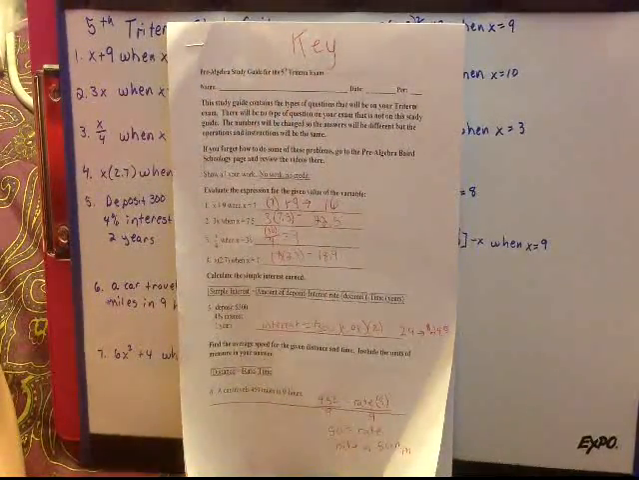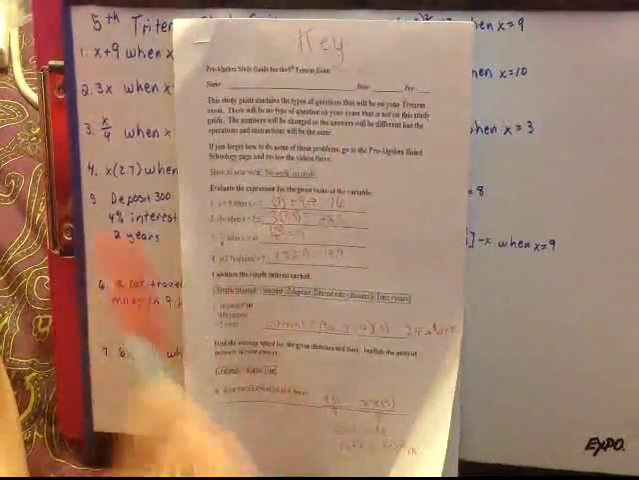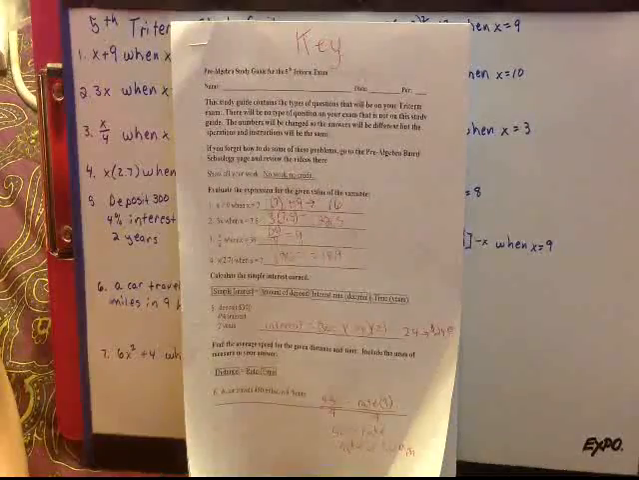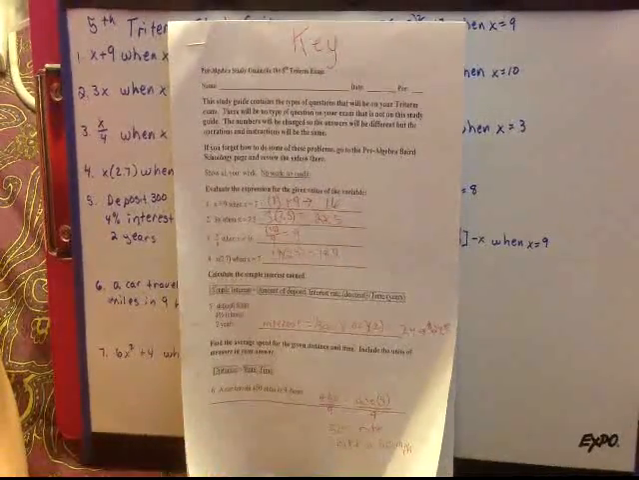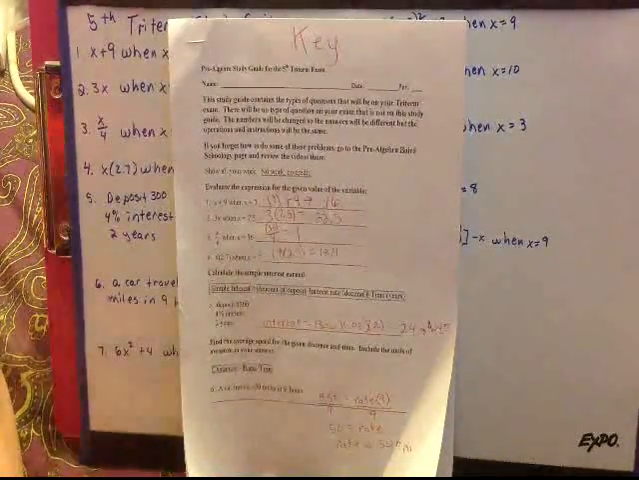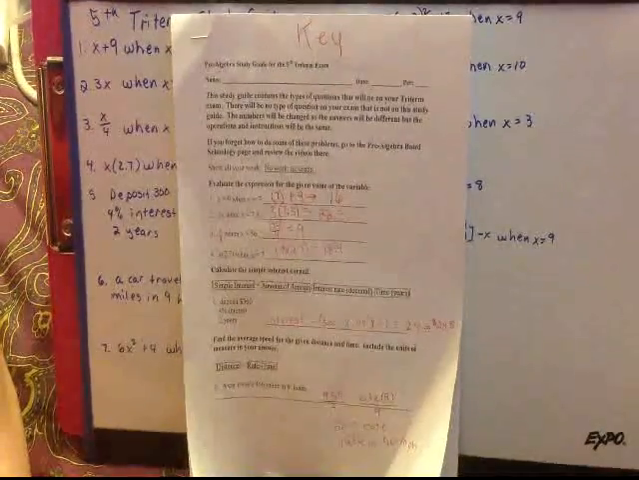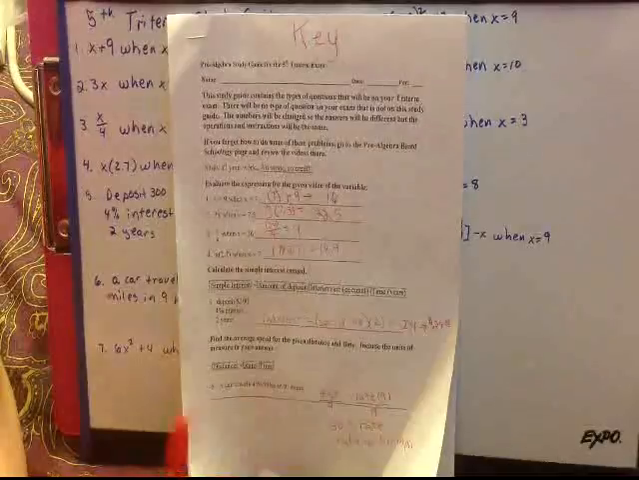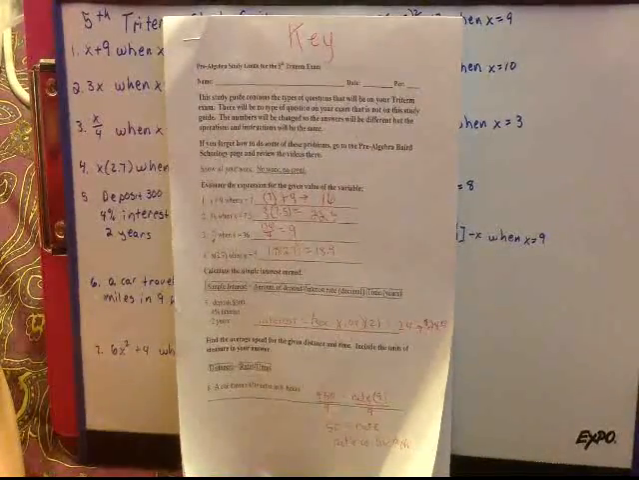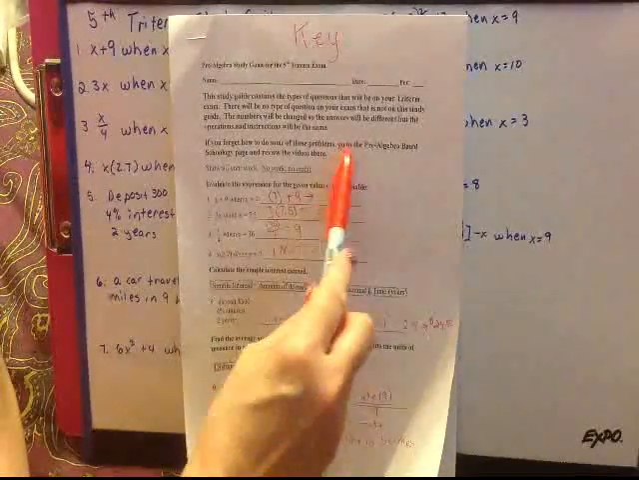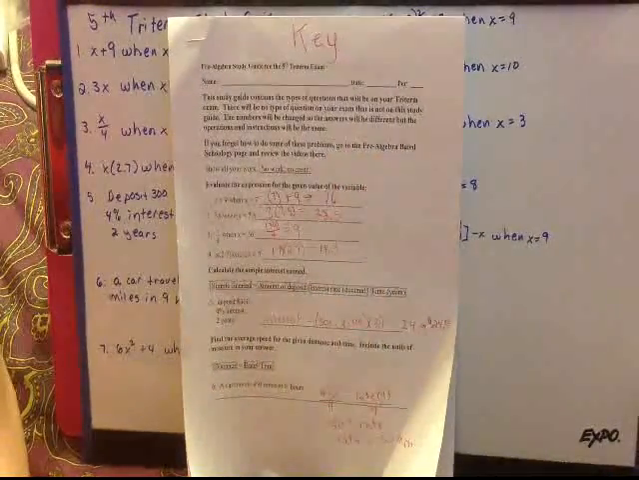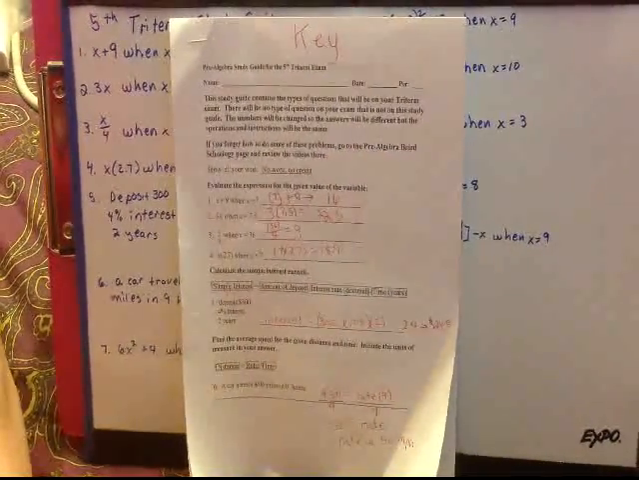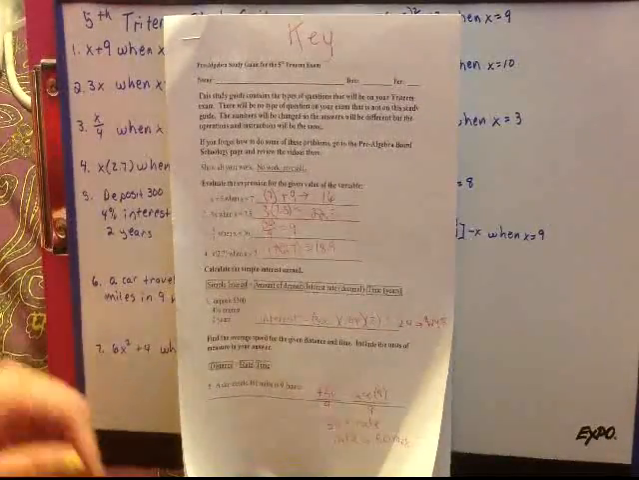I want to remind you all that the study guide has all the types of questions that will be on your test. There will be no type of question on your exam that is not on this study guide. The numbers and the values will be changed, so the answers will be different, but the operations and the instructions will be the same. If you have forgotten how to do some of these things, go back to the Pre-Algebra Baird Schoology page and review the videos there. So now let's dig in.